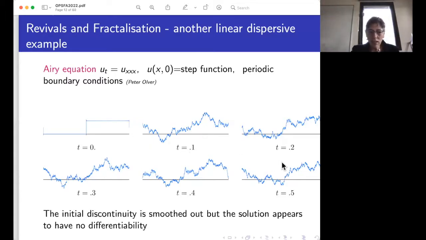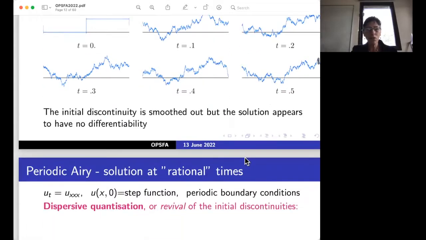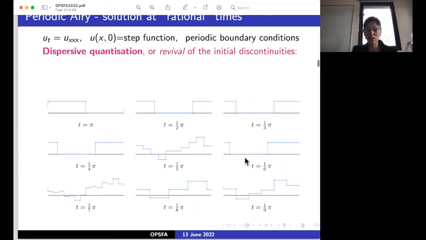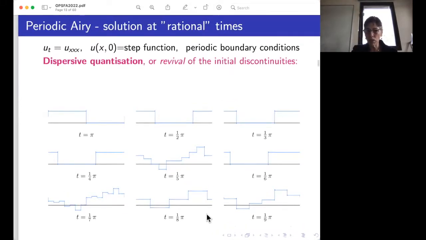And just by chance, if you compute the numbers at the times that you might think are the natural times to compute, you know, various steps of time, 0.1, 0.2, and so on, your solution looks like this, continuous, but not differentiable. But if you suddenly, for any reason, start computing at times that are multiples of pi, again, this is a different linear dispersive equation, but the same phenomenon appears. These are the original pictures of Peter.